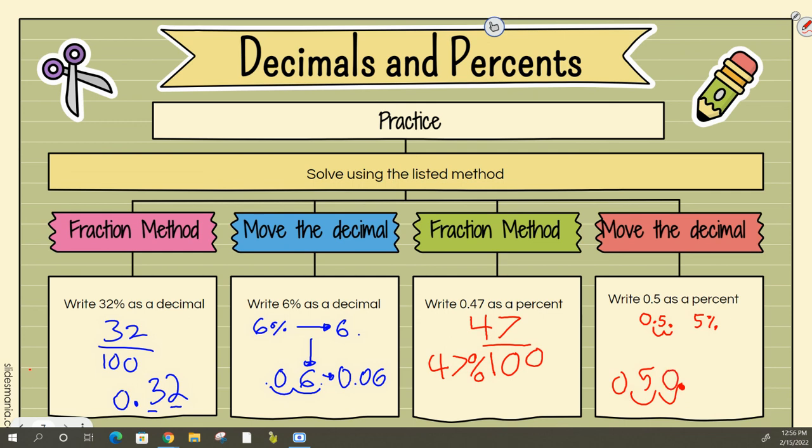50 decimal, which means this is not 5%. It's 50%. Do not pack up yet. Class is not over.